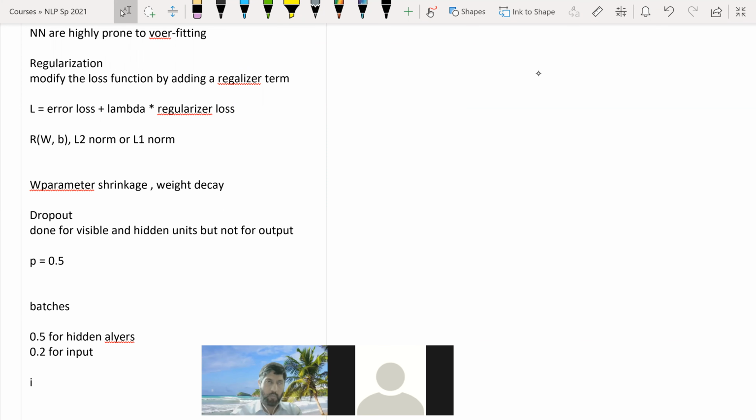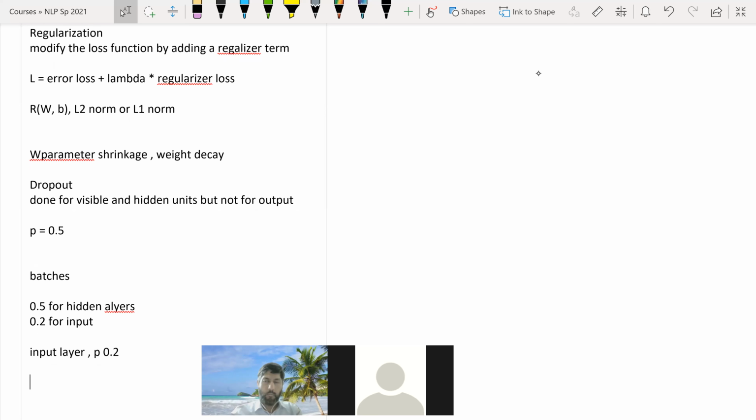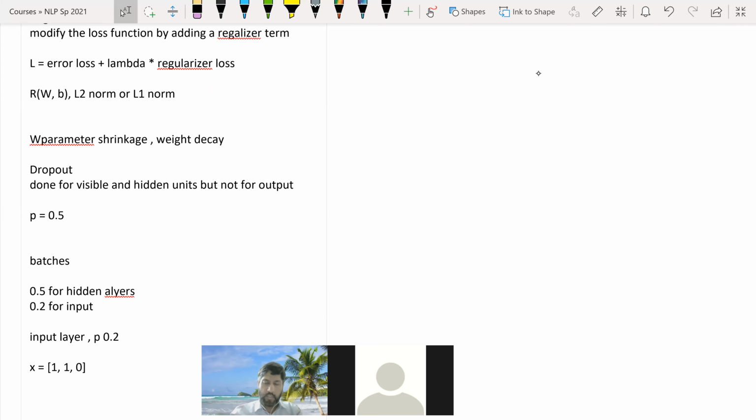For example, let's say if you talk about the input layer, P was 0.2. So now when you are doing a test set, and let's say you have some x in your test set, with a 1, a 1, and a 0, the test example that you now feed into it would be slightly modified: 0.2 into 1, 0.2 into 1, and of course 0, because 0.2 multiplied by 0 remains 0. So this would be the test example that you actually feed into it.